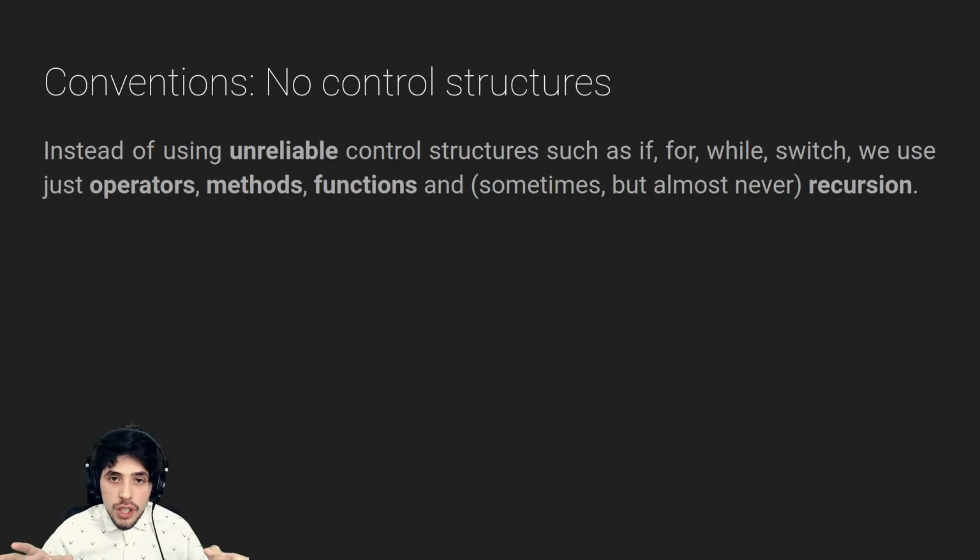This no control structures convention. So basically, instead of using stuff that is super unreliable, like if, for, while, switch, those things that you learn while you were learning programming, we just use operators, so symbols like ternary operators or nullish coalescing or stuff like that. I will just show you this in a second. And we use methods, so stuff that comes with objects, like functions, pure functions, or sometimes but almost never recursion, so basically functions that call themselves, okay?